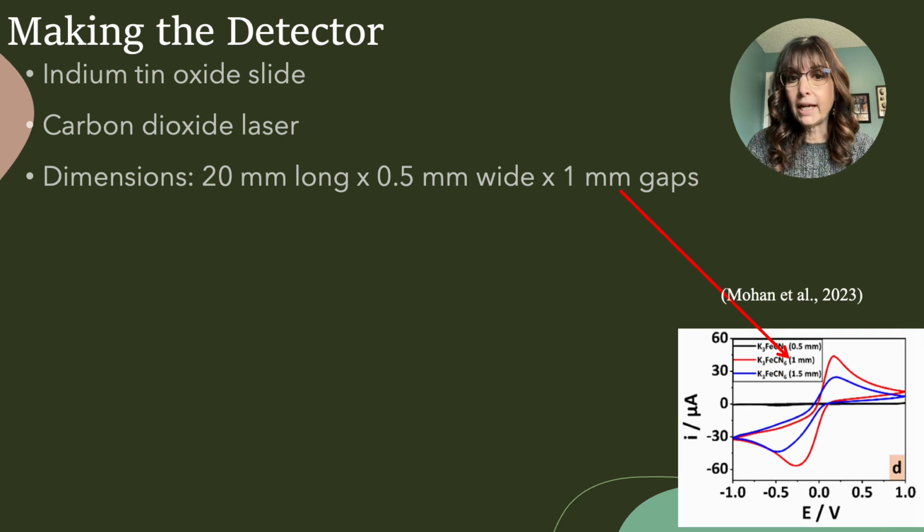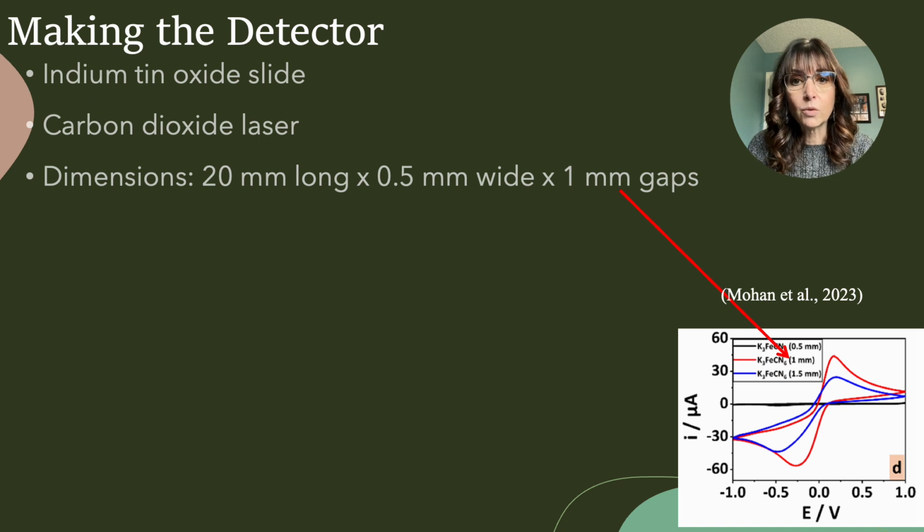They wanted to create a very small device. They used 20 millimeter long microchannels, but they needed to determine how wide the channels needed to be and then how big the gaps were in between the channels. They needed to do some experimenting on this, and when they tested for the gaps, as you can see in this graph, they tried several different sizes. They did gaps of 0.5 millimeters all the way up to 1.5.